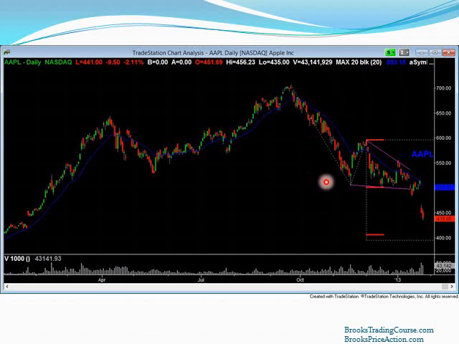Now, where do I think Apple will go from here? It tried to form either a triangle bottom or a wedge bottom. 1 push here, 2 pushes here, 3 pushes here, bull breakout.